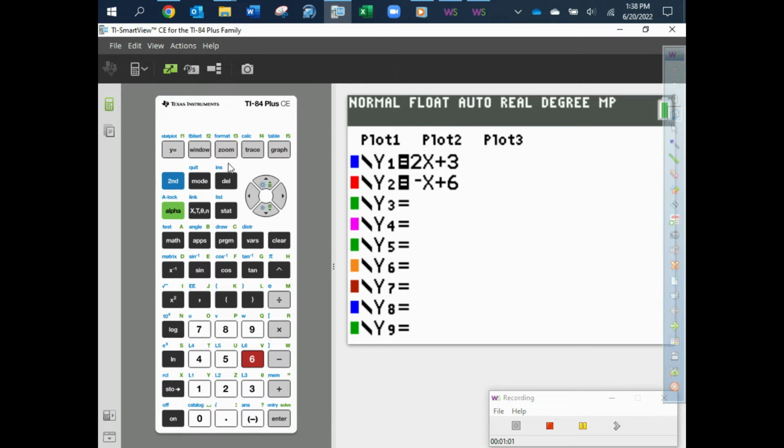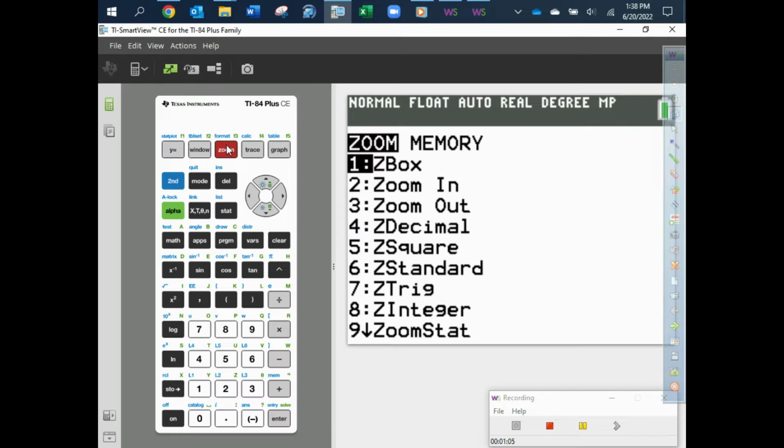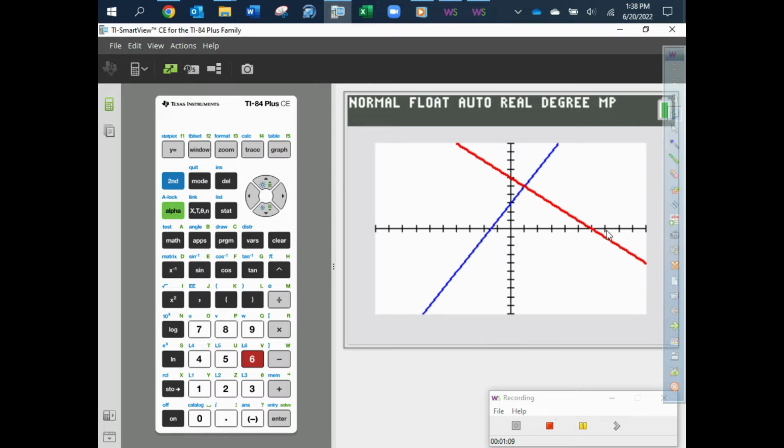And I just want to graph these on the standard window. The easiest way to do that is to hit zoom 6. So if we hit the zoom button right here, option 6 is standard. That means it goes from negative 10 to positive 10 on the x-axis and negative 10 to positive 10 on the y-axis. And what I care about is if these lines intersect at all. Sometimes they intersect, sometimes they don't, and sometimes they're right on top of each other. These lines definitely intersect, so we could calculate where that is.